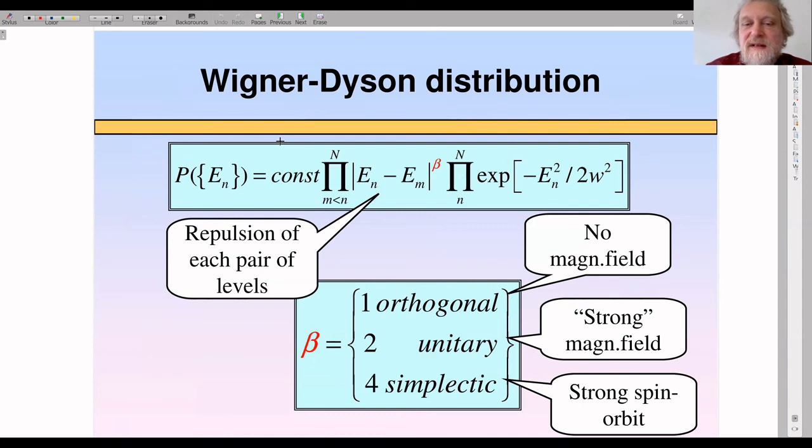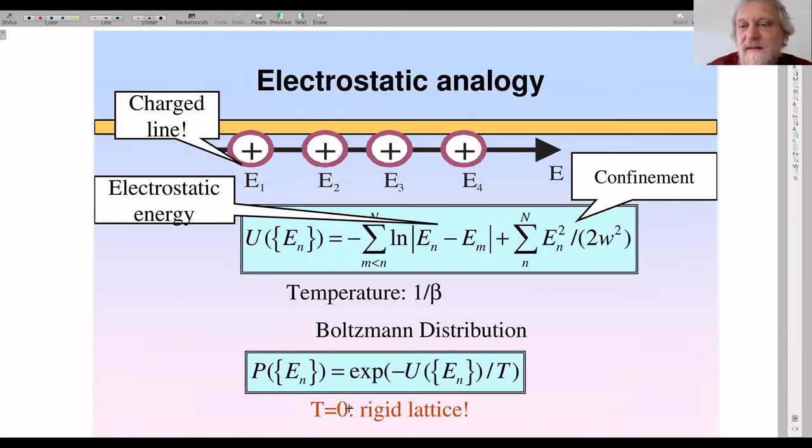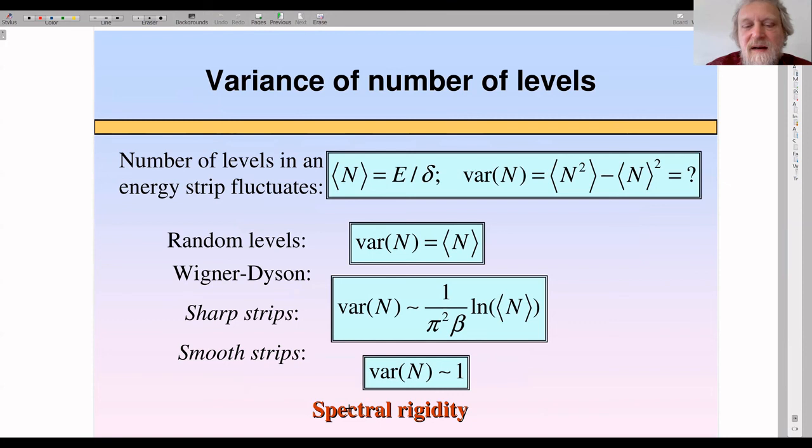Wigner-Dyson distribution is based on level repulsion. The repulsion is different for different ensembles. And I also talked last time about this electrostatic analogy. Let me talk about the most important thing about Wigner-Dyson statistics, spectral rigidity. Let me recall this point again.